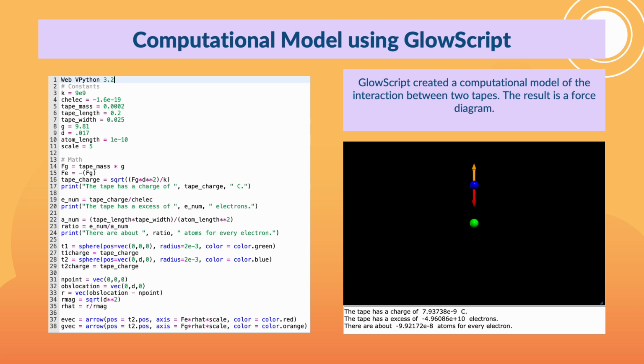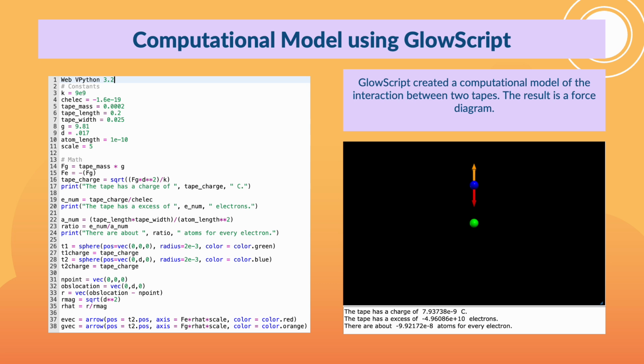So just look through this code real quick. We have a couple of our constants: the K constant, the charge of an electron, and the mass, length, and width of the piece of tape. And then we have the gravitational acceleration, the separation distance, the length of an atom, and the number that we're going to scale our computational model by. And so here's how we make that.